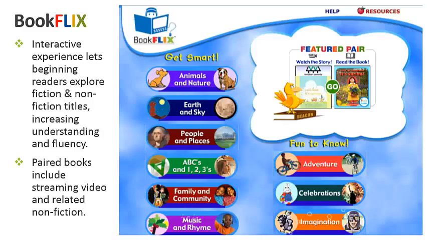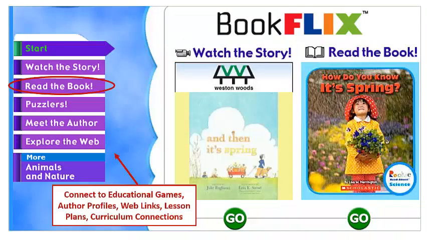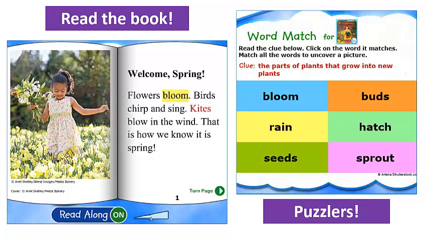BookFlix lets beginning readers explore fiction and nonfiction titles, increasing understanding and fluency. A youngster can mouse over a category or image to hear its name read. Each category connects the reader to pairs of fiction and nonfiction titles. Paired books include streaming video and related nonfiction. There are also educational games, author profiles, web links, lesson plans, and curriculum connections. Children will enjoy reading books. They can follow the text as it is spoken and have fun with puzzles.